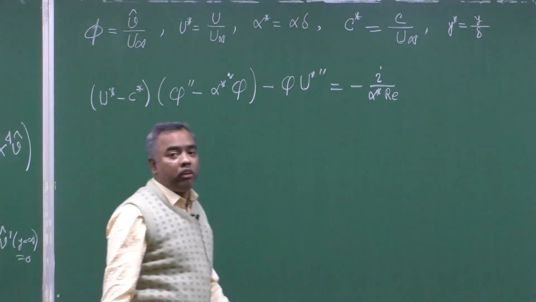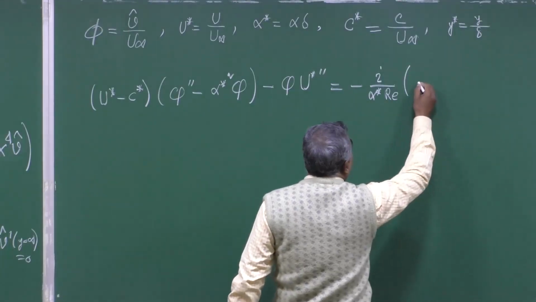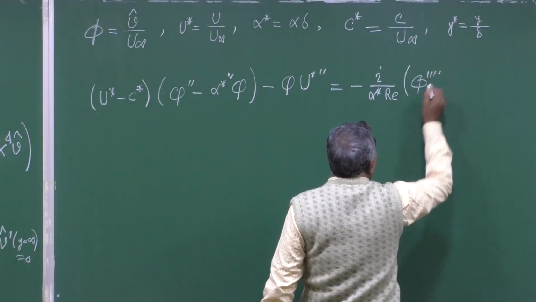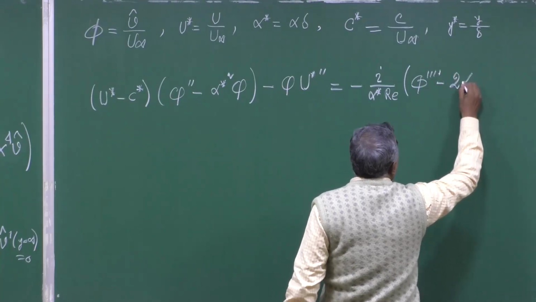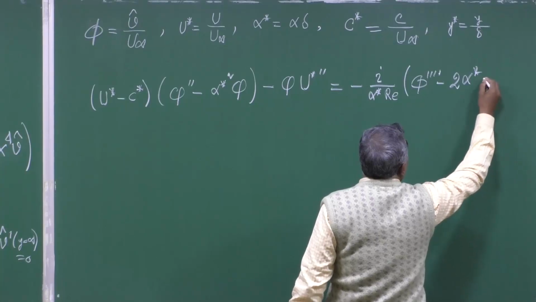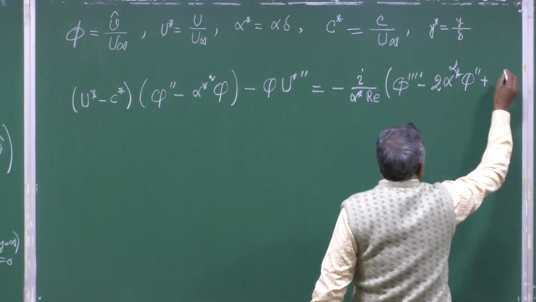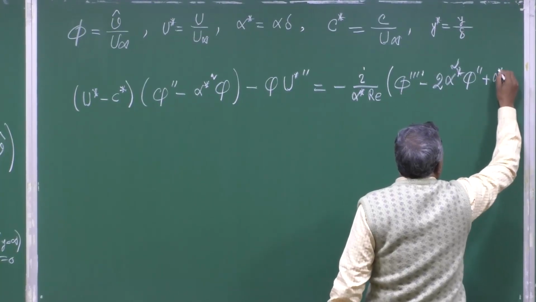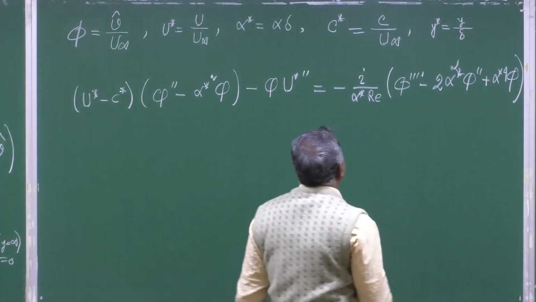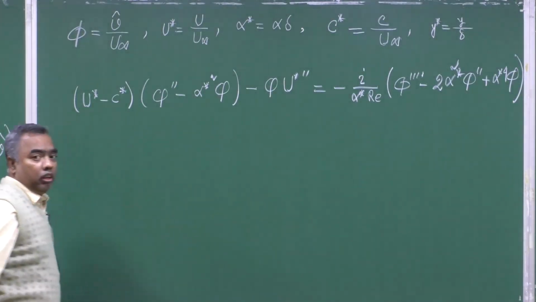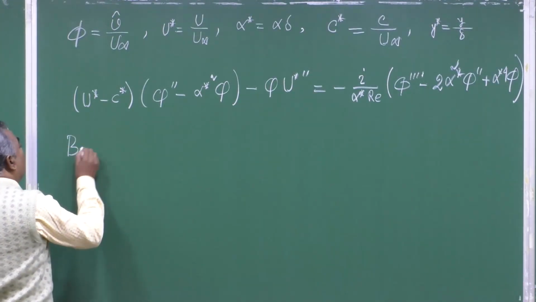So, Re is based on delta, which is the Reynolds number. And here we are going to get phi minus twice alpha star phi double prime plus alpha star to the power 4 phi. So, this is our non-dimensional Orr-Sommerfeld equation, and what are the non-dimensional boundary conditions?